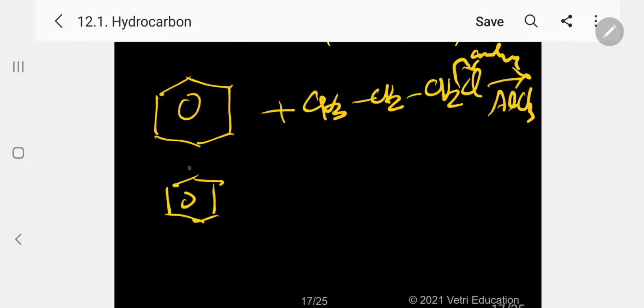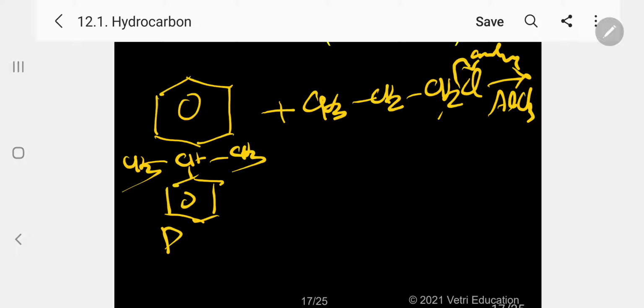Please follow, this is the most important thing you must understand. This is the primary carbocation, and from this a secondary carbocation will form. When you compare primary and secondary, secondary is more stable, so that product is formed. This is actually called cumene. This is P. Kindly follow.